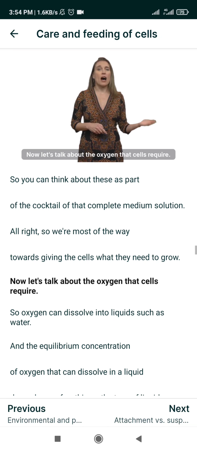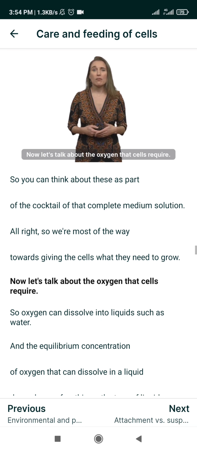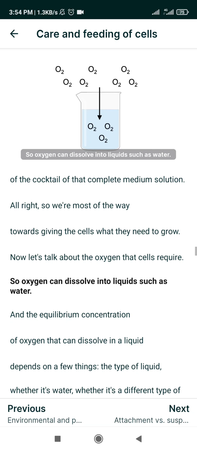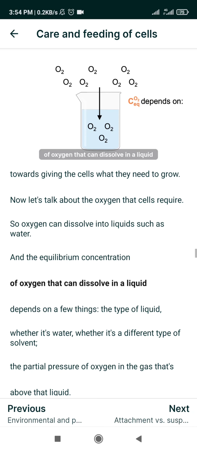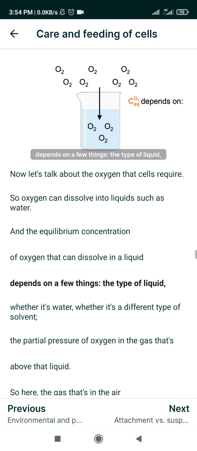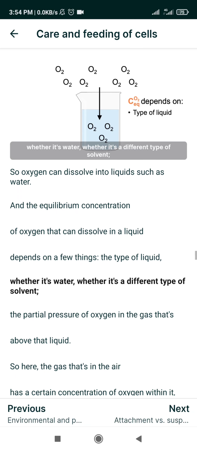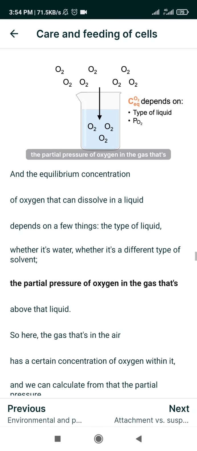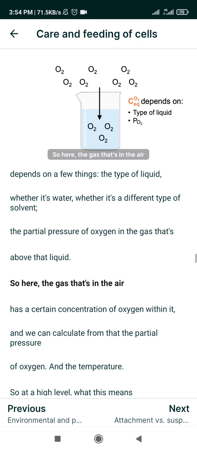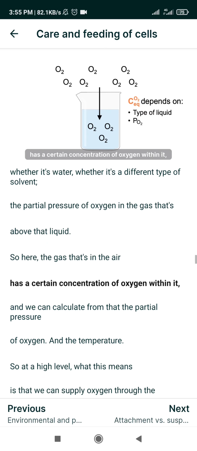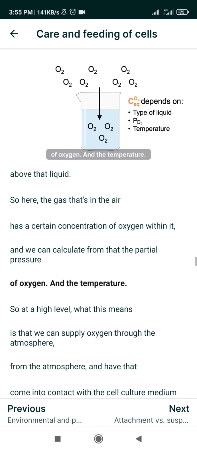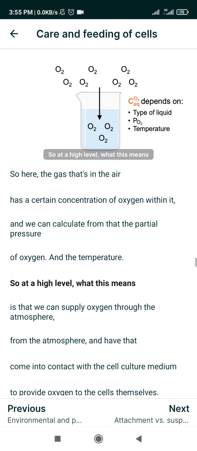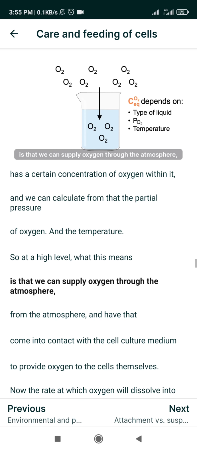Now let's talk about the oxygen that cells require. So oxygen can dissolve into liquids such as water, and the equilibrium concentration of oxygen that can dissolve in a liquid depends on a few things. The type of liquid, whether it's water, whether it's a different type of solvent, the partial pressure of oxygen in the gas that's above that liquid. So here, the gas that's in the air has a certain concentration of oxygen within it, and we can calculate from that the partial pressure of oxygen. And the temperature.